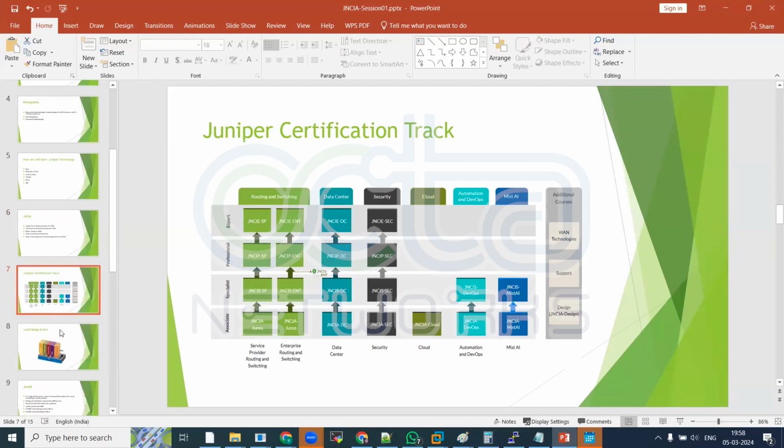Any questions so far before going to the core topic of Juniper? If you have any question, you can ask, or else we can go to the topics. So I'm taking a quick poll from your end. If you are ready for the topics, then we can go ahead, or else if you have any question, please ask the question.